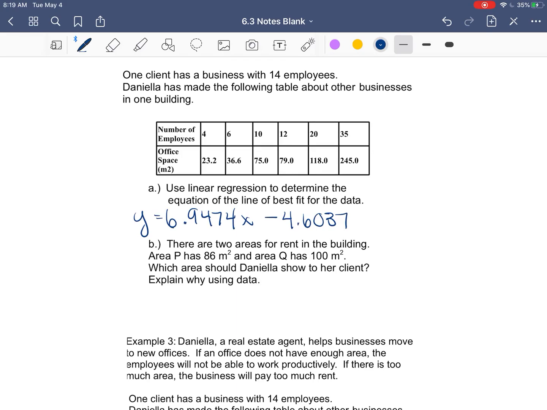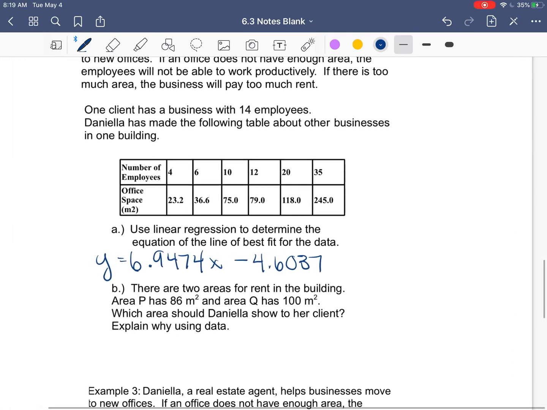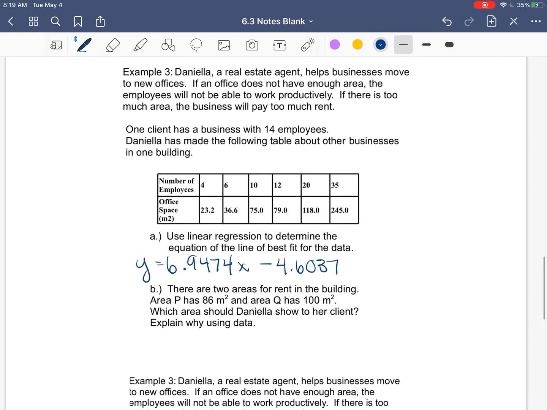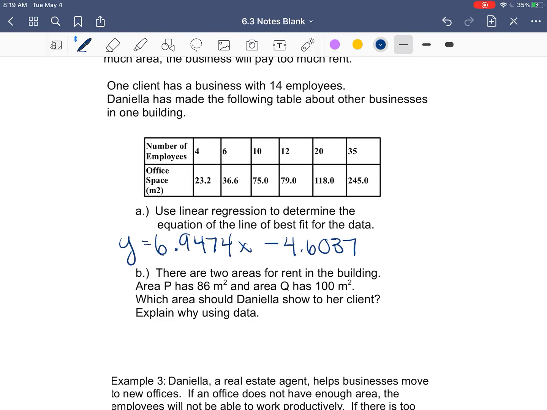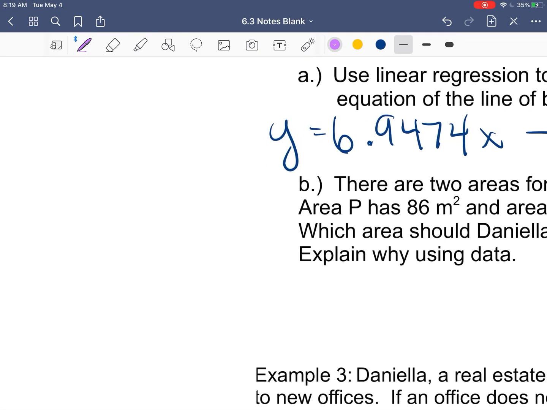There are two areas for rent in the building. Area P has 86 meters and area Q has 100. Which area should Daniela show to her client? We want to figure this out based on the number of people. The number of employees was our x, and area was our y. Area P is 86 meters squared.